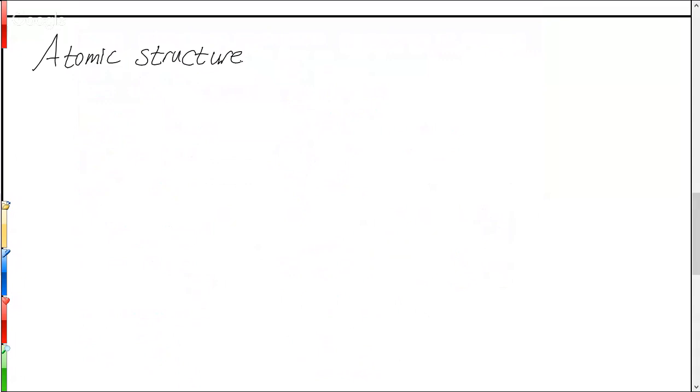So we say that the smallest unit of matter is an atom, but atoms, of course, also are made up of things. What are atoms made up of? Protons, neutrons, and electrons. Anything else? You're right, that's all. So we've got protons, neutrons, and electrons. Let's talk about each of those.